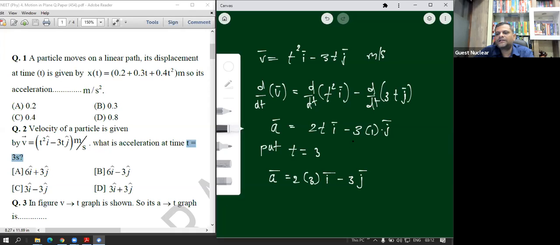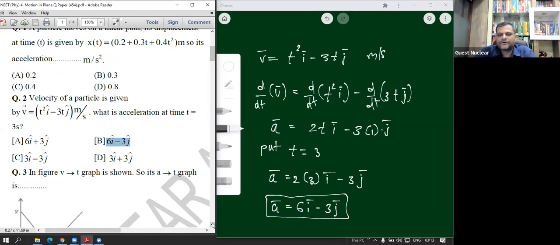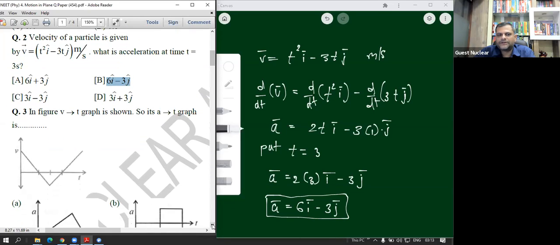उसमें तो t है ही नहीं ना डालने के लिए, तो इसलिए वो बन जाएगा सीधा acceleration is equal to 6 times of i bar minus 3 times of j bar, and that's it. So this is actually going to be the final answer, which is already there in this option number B here. Okay. So in this way, we can get the acceleration from the velocity.